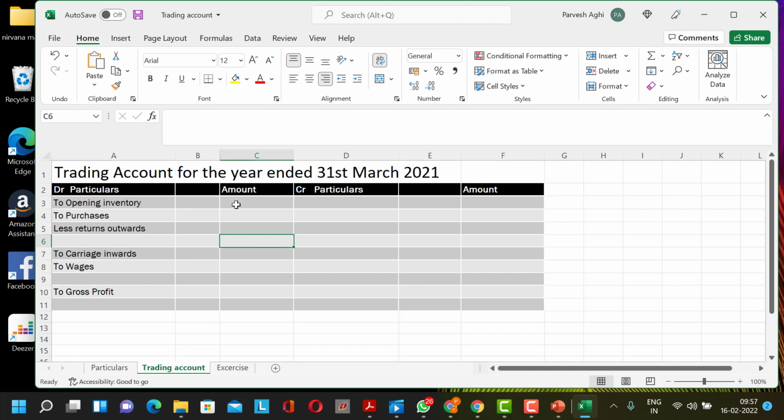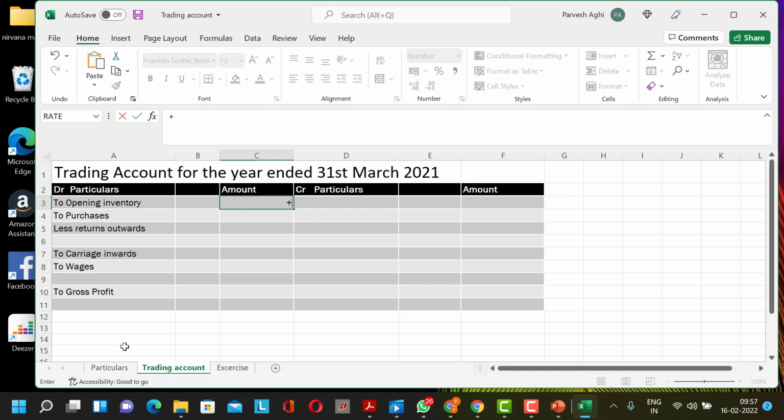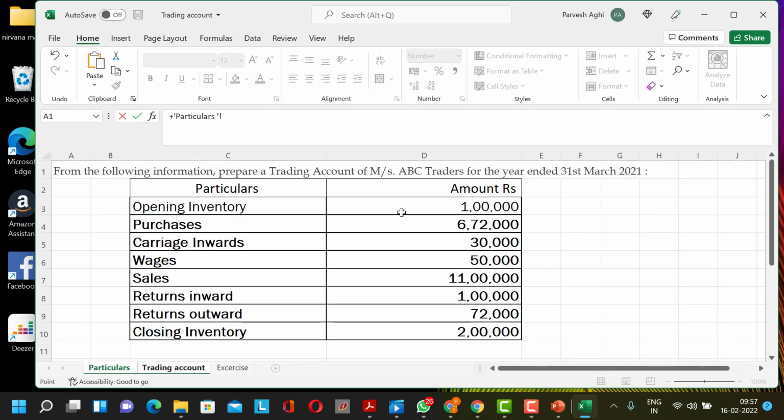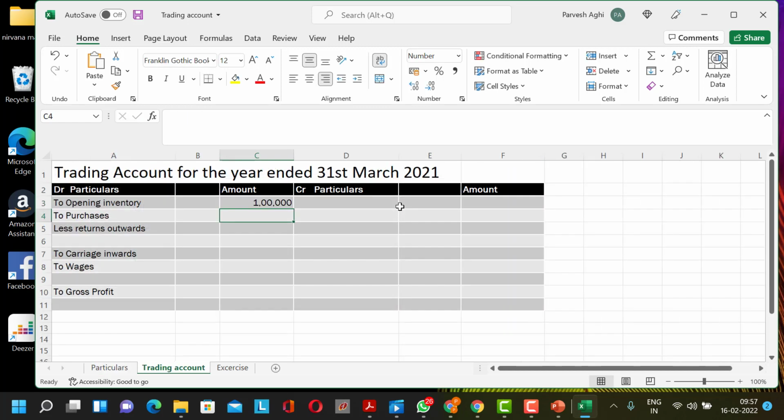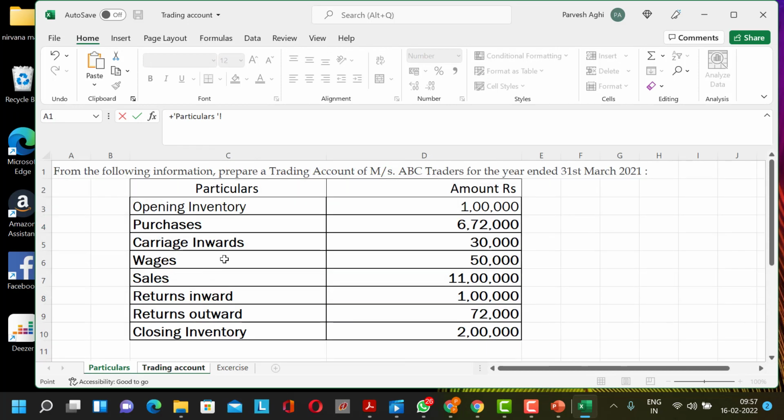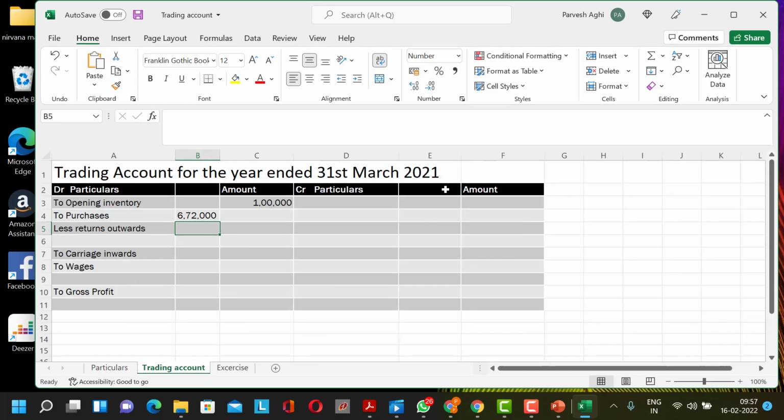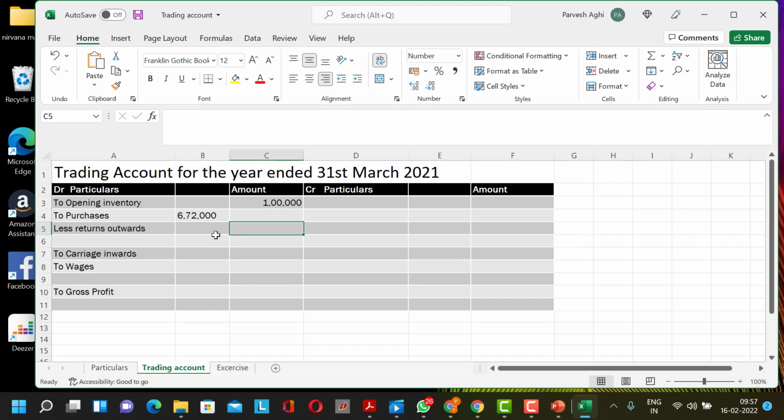Yes, sir. So now on the amount side, put your cursor here and put a plus sign, and go to the information which has been provided, which is opening inventory, and enter. Have you got this opening inventory, 1 lakh? Yes, sir. Then on the internal column, the first column, go to your purchases and pick up the purchases. Have you got purchases? Yes, sir.